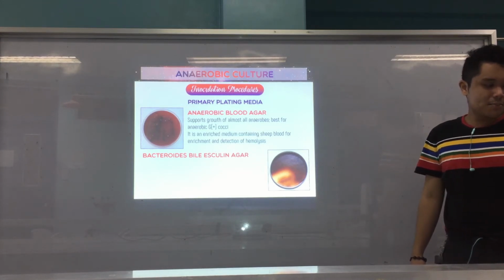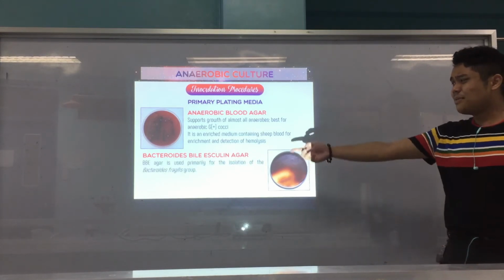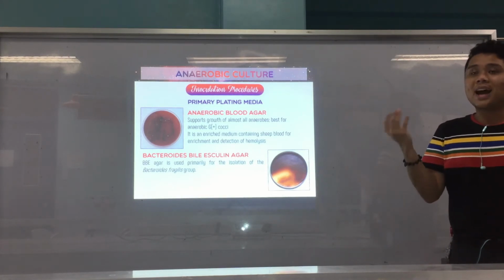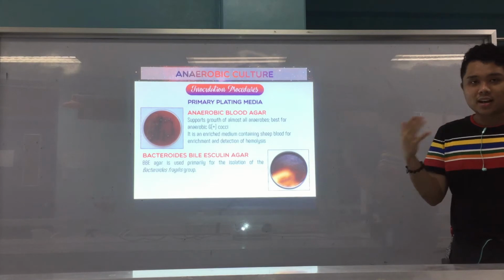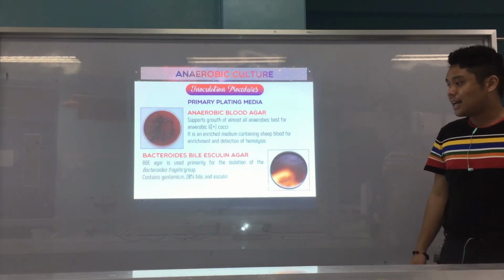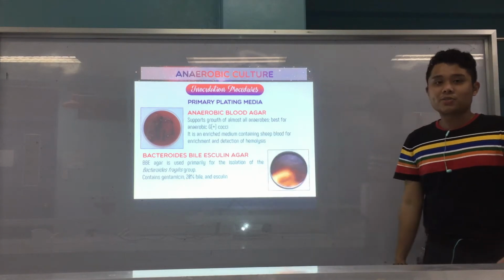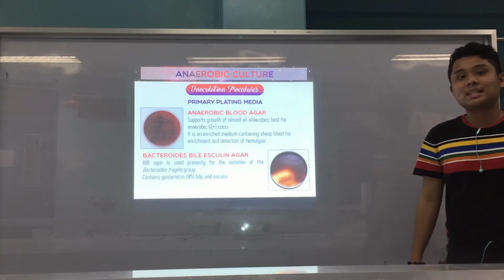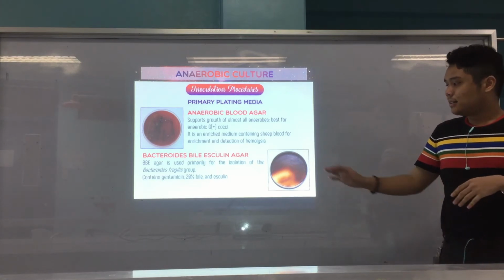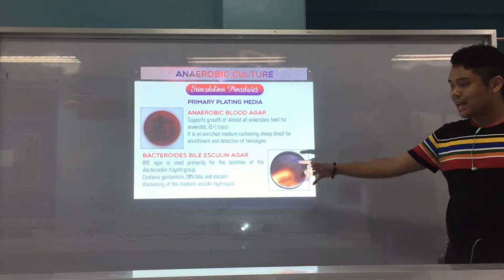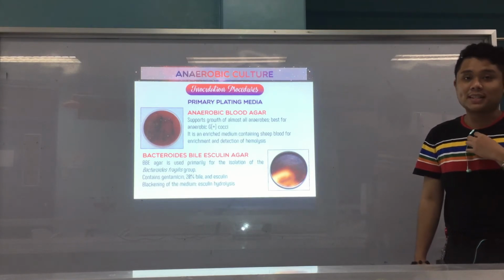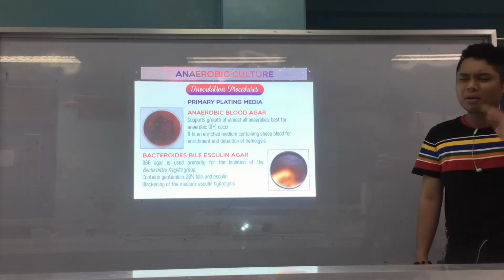So the Bacteroides bile esculin agar is for isolation of the Bacteroides fragilis group, as I mentioned, the most commonly isolated anaerobes in our clinical specimens. It contains gentamicin, 20% bile and esculin, because your Bacteroides fragilis is bile resistant. So it resists the bile, and it hydrolyzes esculin. If there is blackening, it means it took up the esculin. So esculin hydrolysis positive shows blackening of the medium.